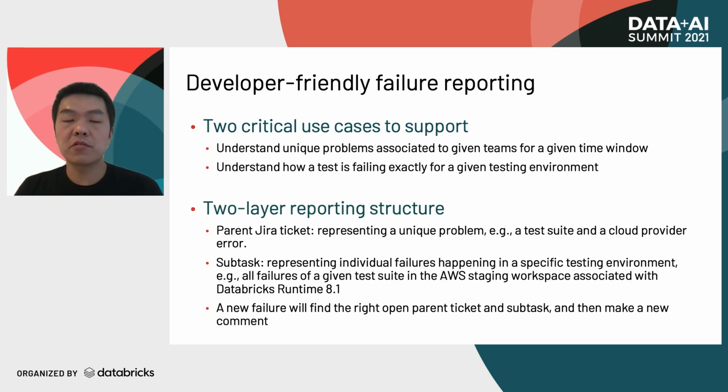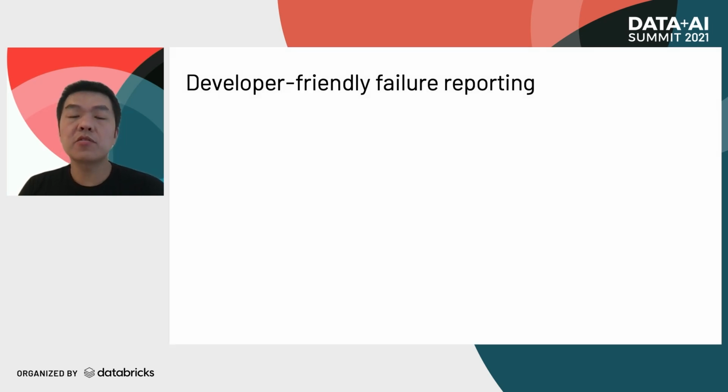To serve these two use cases, we need to present test reports in Jira at two levels. So we'll use a two-layer reporting structure. We first create parent Jira tickets to represent a unique problem. These parent tickets will group all failed instances of the same problem together. Then we'll create subtasks to represent individual failures happening in a specific test environment. With this two-layer structure, any new failed instance will get reported as a comment in the right open parent ticket and subtask. Let's see two examples.